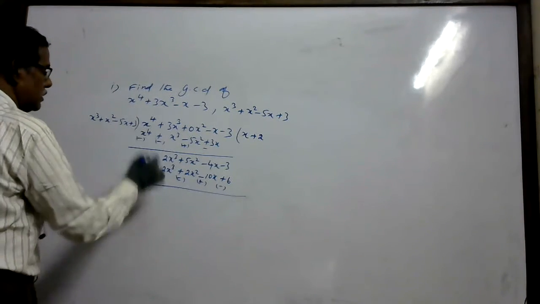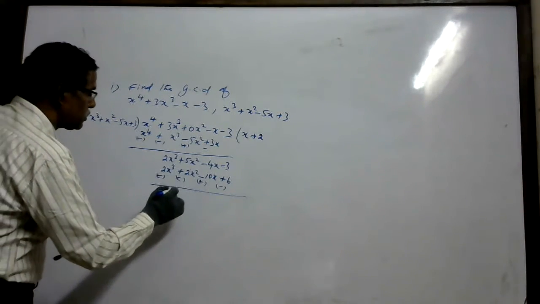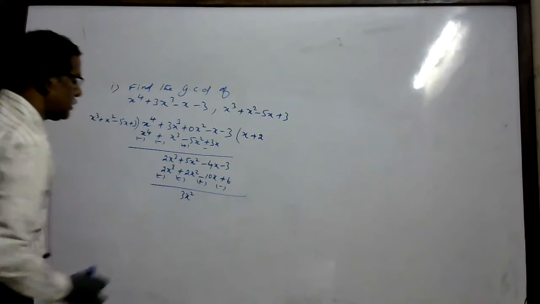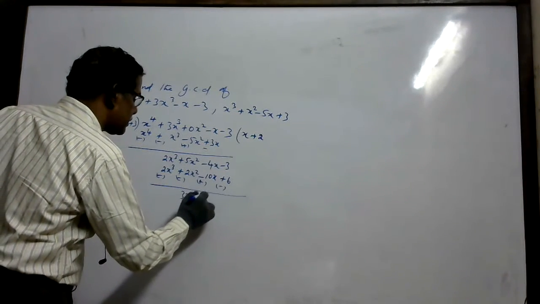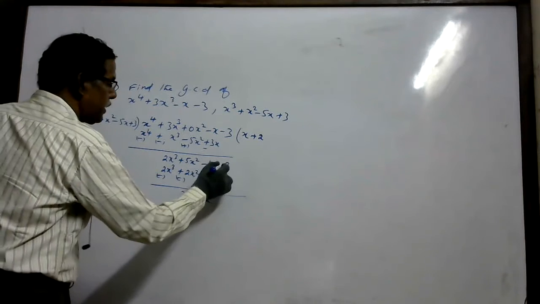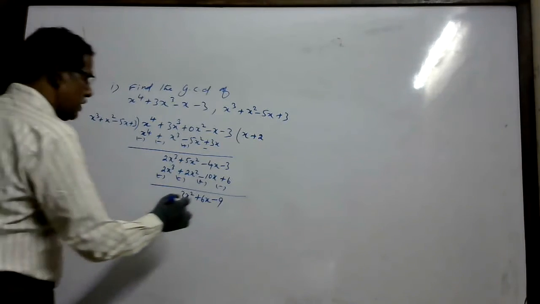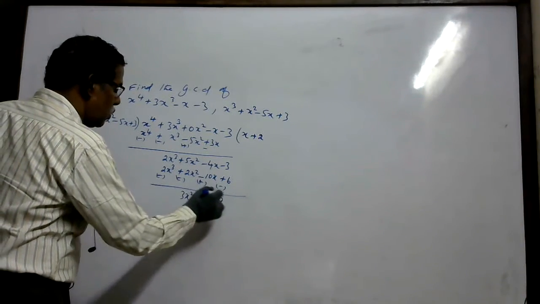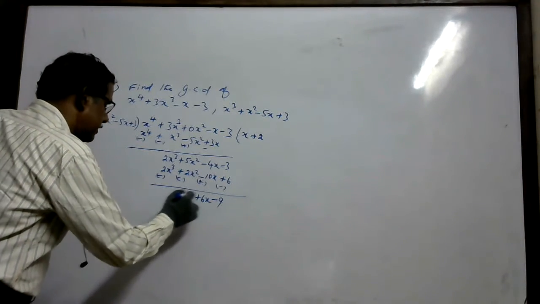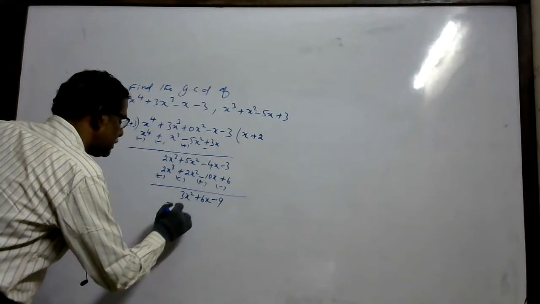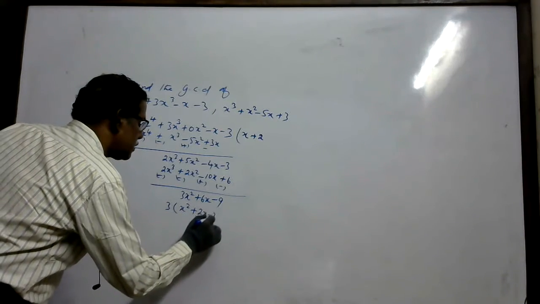Now the first term cancels. Here 5x square minus 2x square, so 3x square. Minus 4x plus 10x, so plus 6x. Minus 3 minus 6, minus 9. Here all the coefficients are divisible by 3. So we may take this as 3 into x square plus 2x minus 3.